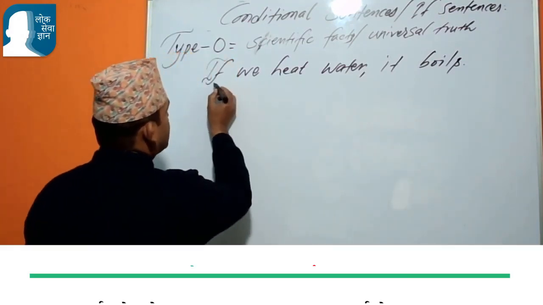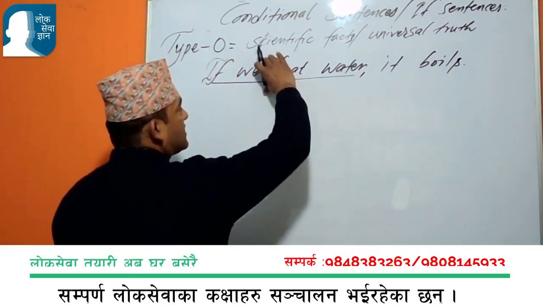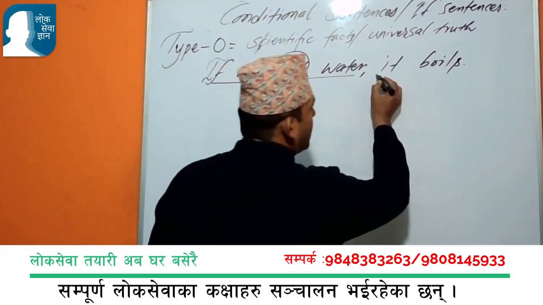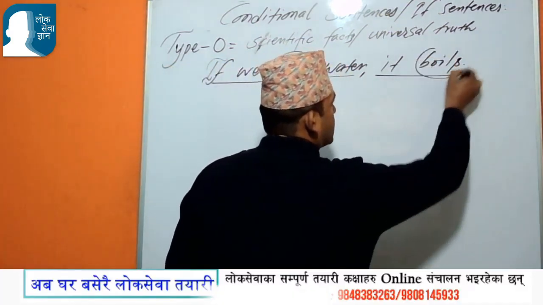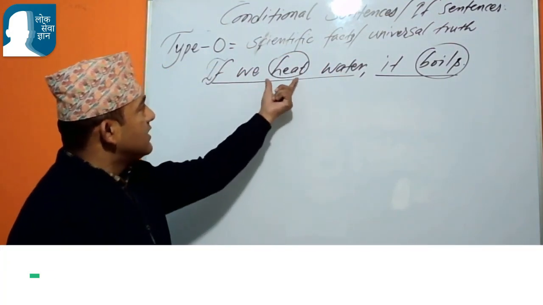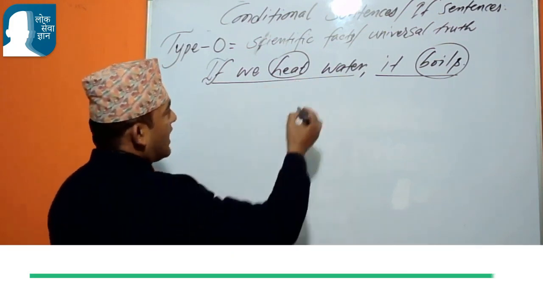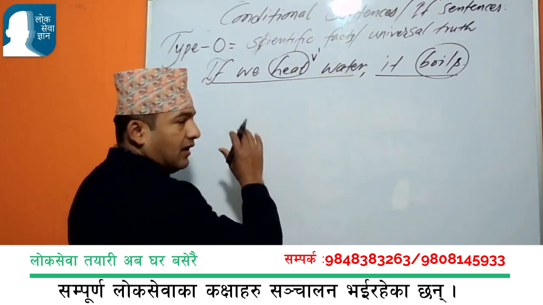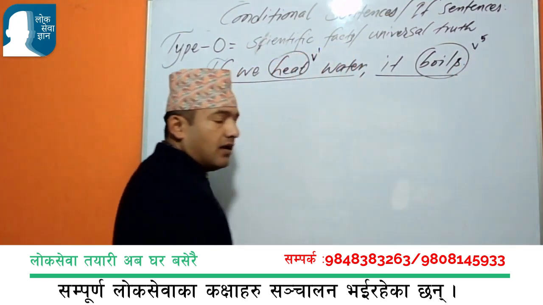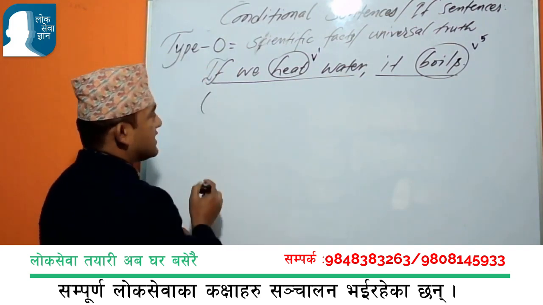Let's see the if clause on this side. If we heat water, you can see the verb heat, and similarly in the main clause you can see it boils. So if you see the structure on both sides, there is verb 1 in the if clause and verb 5 in the main clause. This is the structure of zero type conditional sentence.